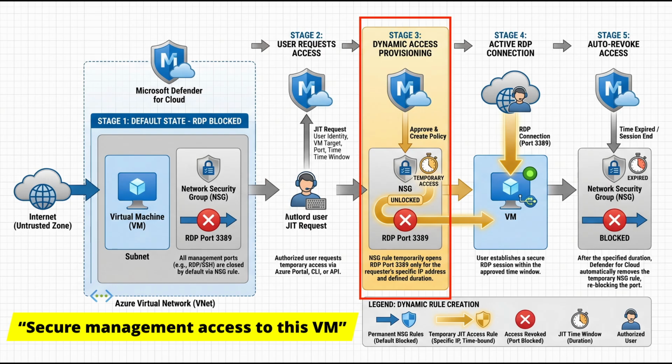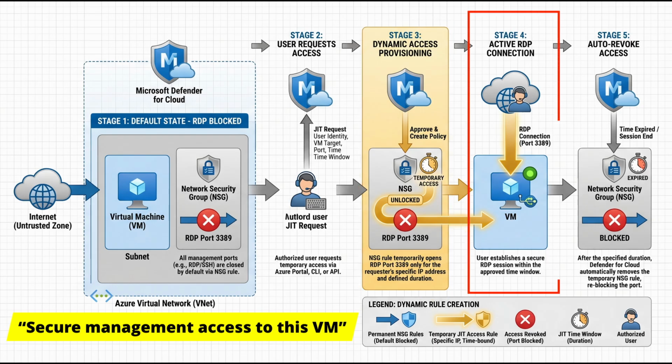Now watch this carefully. Defender for Cloud steps in and it does not permanently open the port. Instead, it creates a temporary NSG rule, only for your IP, only for a limited time, and only for the specific port. This is the key concept. Access is granted, but not exposed. Now you can connect via RDP, everything works, and you're inside the VM. But here's the important part. This access is controlled and monitored, not open for the world.